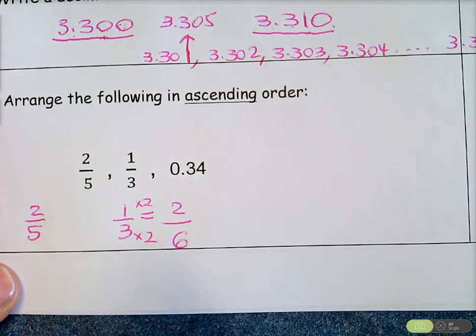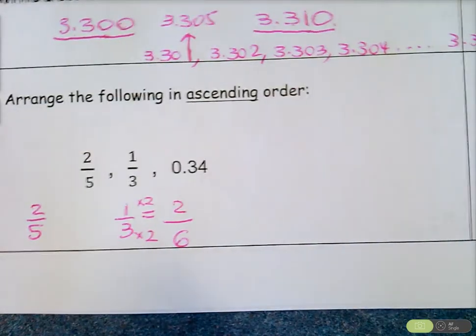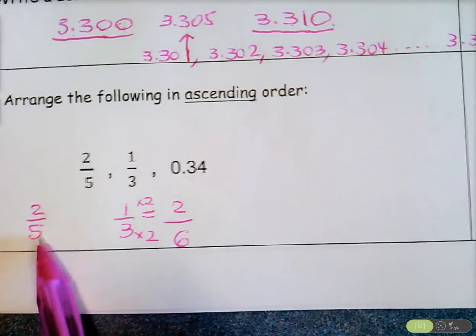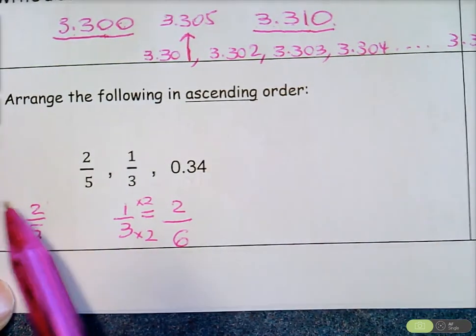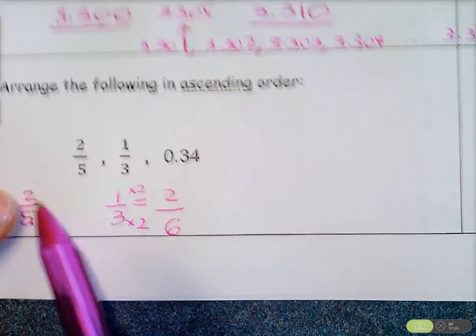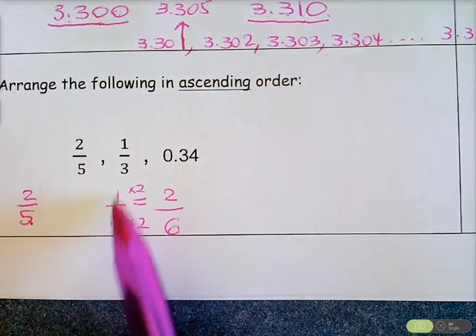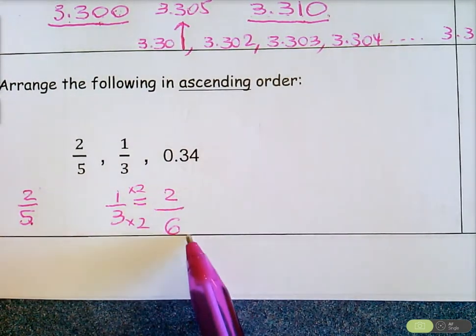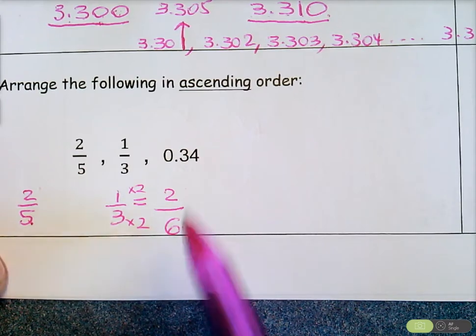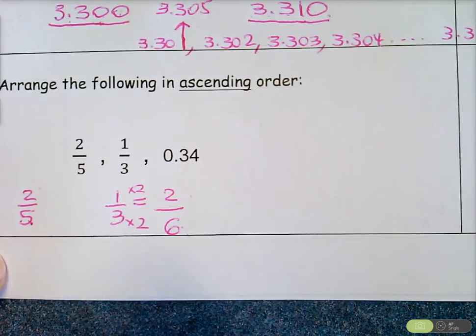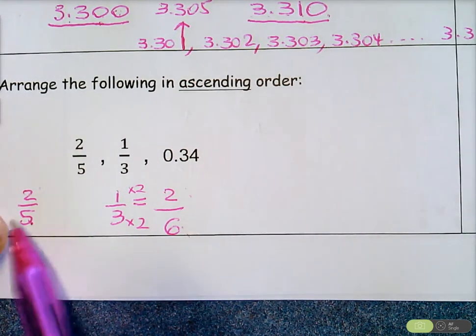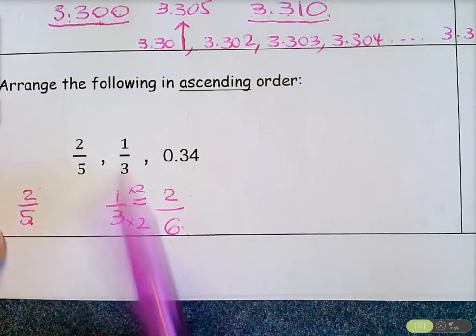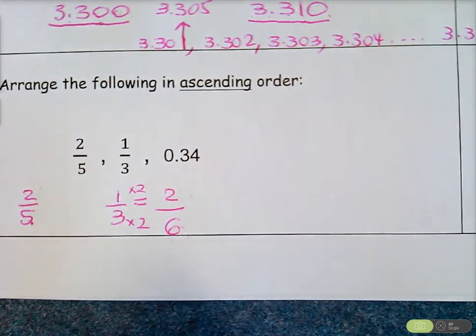Girls, what's bigger? If I cut a pizza into 5 pieces and I give you 2, now a third is the same as 2 over 6. Or if I've got a pizza cut into 6 pieces and I give you 2, which pieces are bigger? What do you think's bigger, 2/5 or a third?